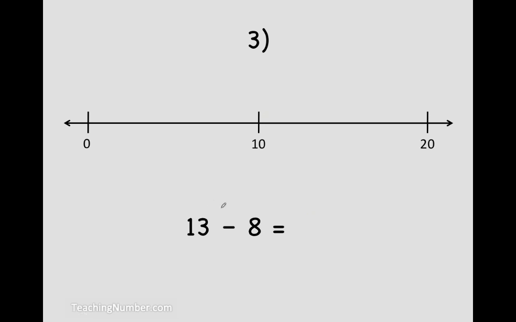Now we have 13 minus 8, which is the distance between 8 and 13. So first I have to find 8. I'm going to use the midpoint between 0 and 10, which I think is right about there. That would be 5. Now I need to find 8, which I know is going to be kind of in the middle between 5 and 10, but it's going to be a little closer to 10 than to 5. So I'm going to put 8 right about there.